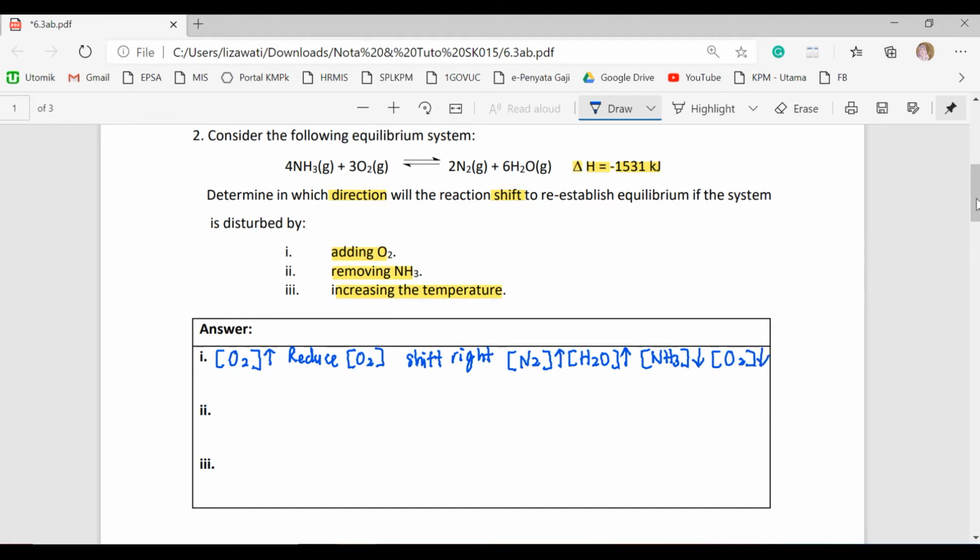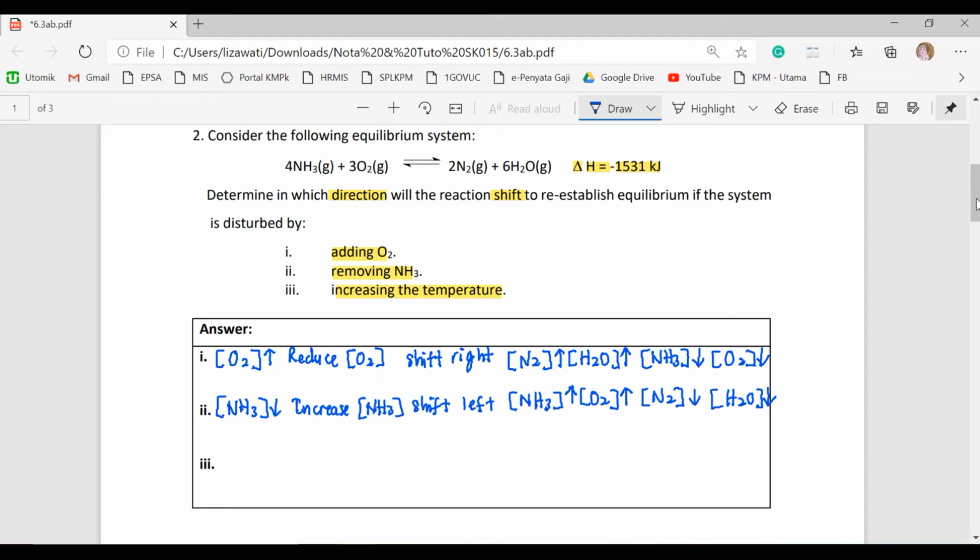Next, removing NH3, which means the concentration of ammonia decreases. The system tries to increase the concentration of NH3, but how? That's why it will shift to the left. So what will happen? The concentration of NH3 increases, and the concentration of O2 also increases. However, the concentration of N2 will decrease, as well as the concentration of H2O.